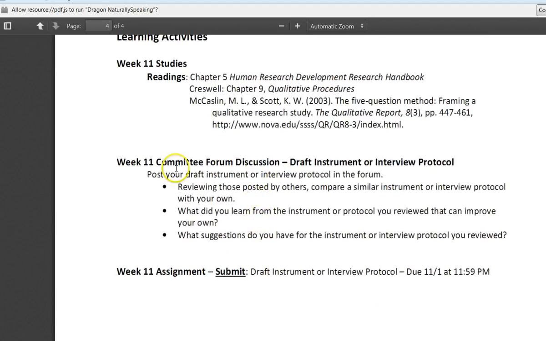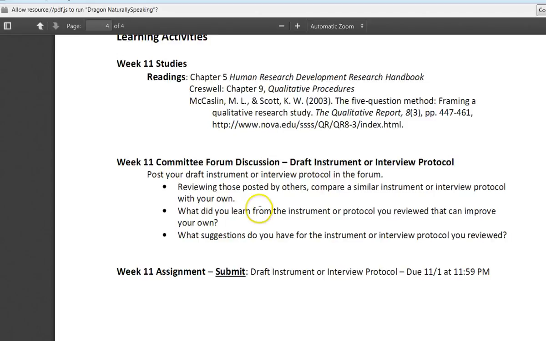So for this week, one of the readings is the 5-question method, framing a qualitative study, that will give you a closer sense of what should be considered in a qualitative study, and a possible way of approaching it.